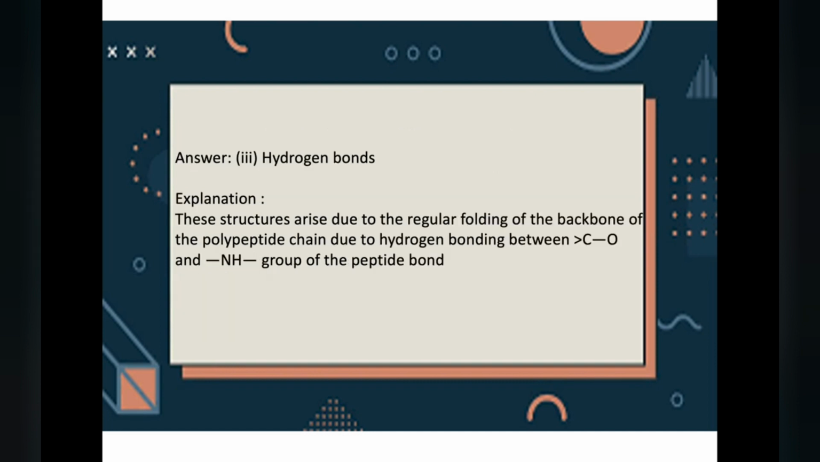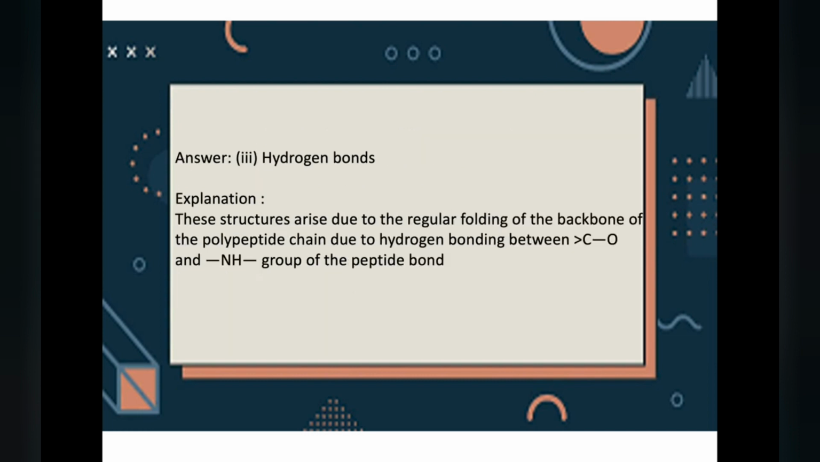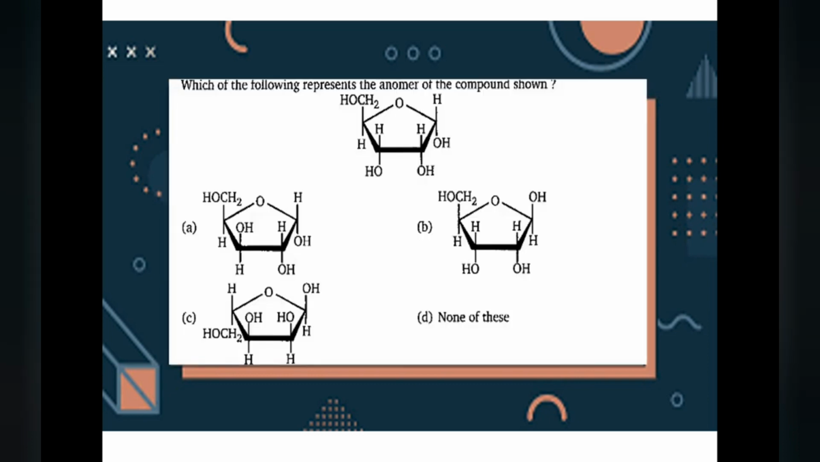Now let us look at the explanation given. The structure is formed due to the folding of the polypeptide chain, which is due to the hydrogen bonding between the CO and NH groups of the peptide bond. That is why we say hydrogen bonds here. What is the question? The alpha helix structure of protein is stabilized by hydrogen bonds. Now moving on to the next question.